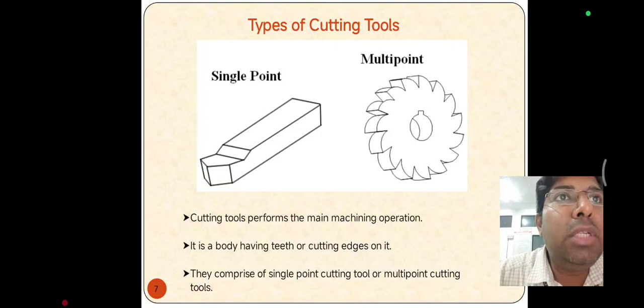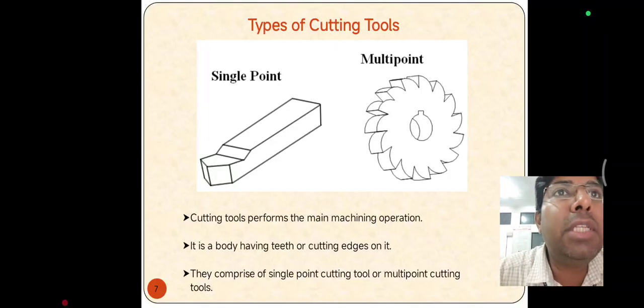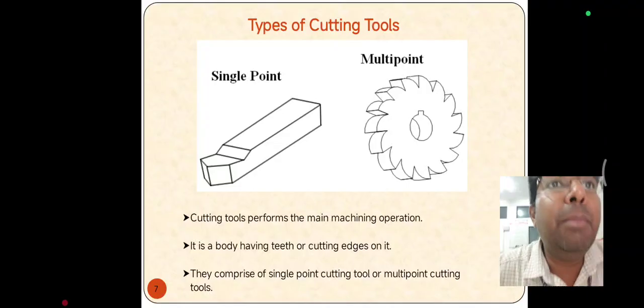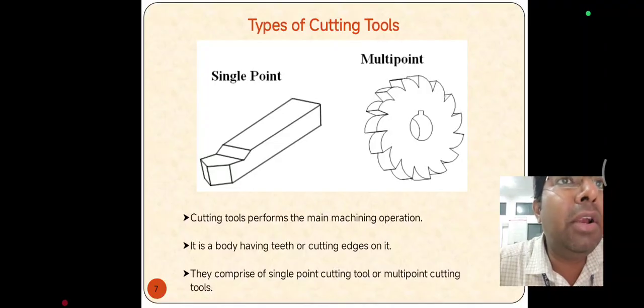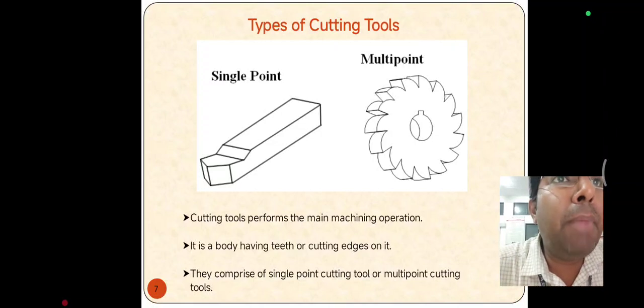Single point cutting tools are typically used in turning operations, where a single cutting edge works on the material. On the other hand, multi point cutting tools have multiple cutting edges and are used in operations like milling and drilling. The key difference is the number of cutting edges involved, which influences the efficiency and application of each type. Understanding this distinction is important because choosing the right type of cutting tool directly impacts the quality and the speed of the machining process. As we continue, you will see how selecting the appropriate tools fits into the overall manufacturing strategies.